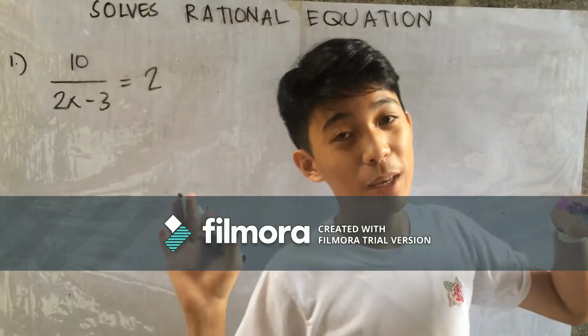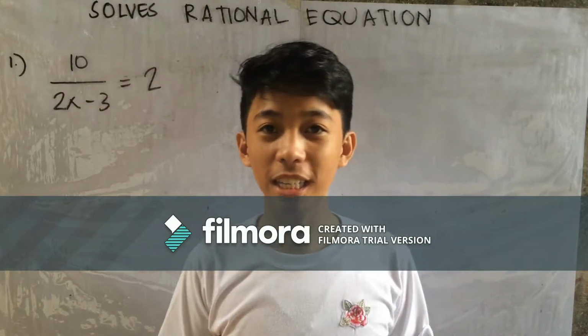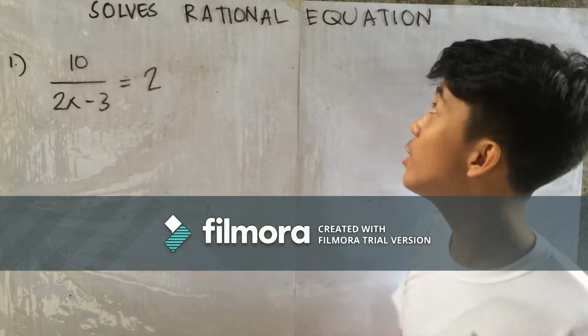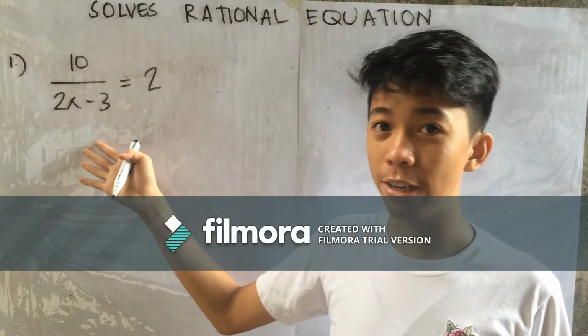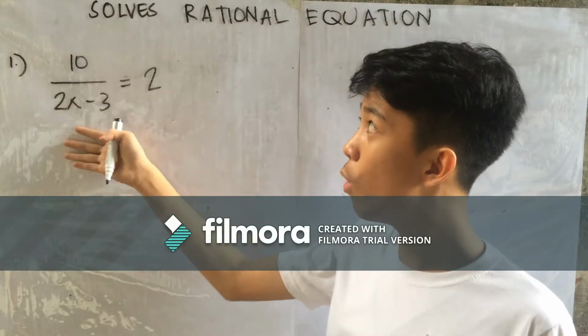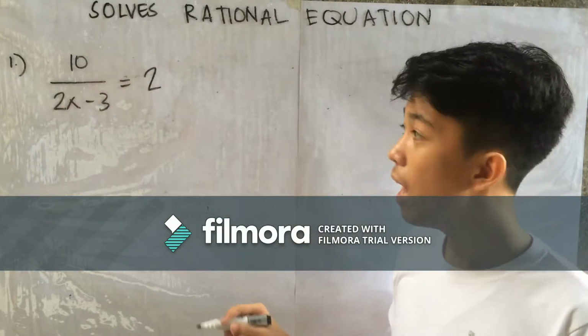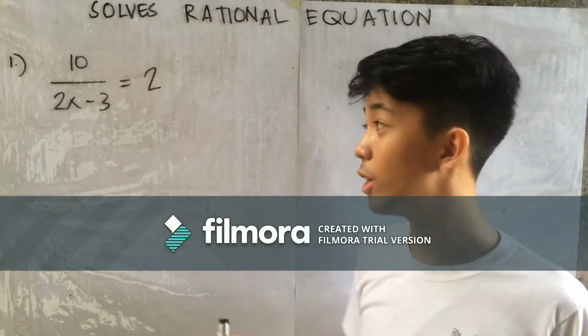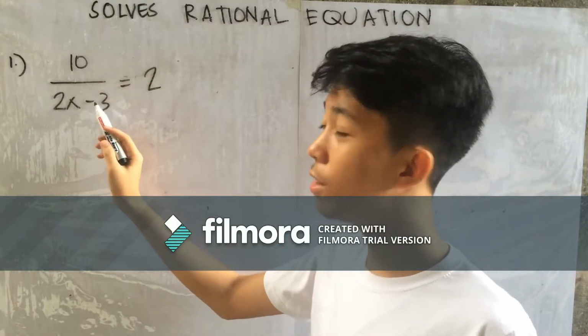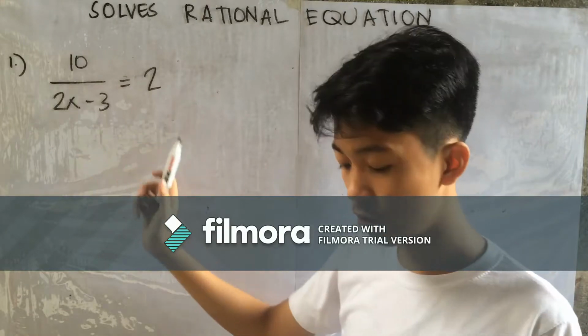So, hi guys, it's me again. And for the next topic, which is solve rational equation. So, first, we have here a first example. So, para makuha yung rational equation ito, ang kailangan mo munang gawin is hanapin yung common denominator nila. So, ang common denominator ng equation na to is 2x minus 3.